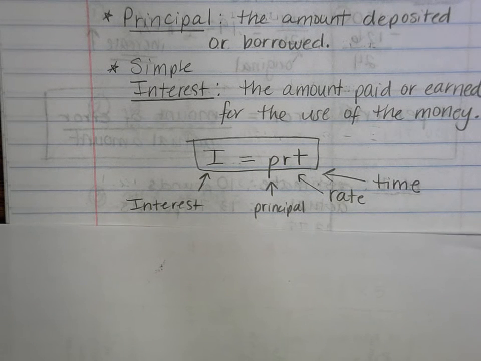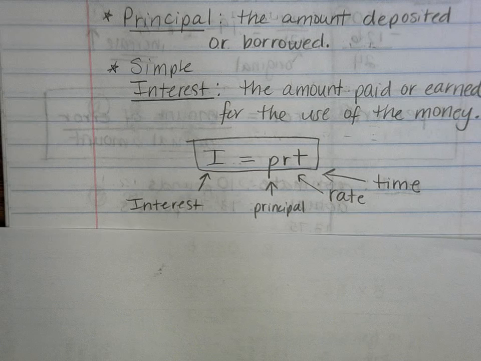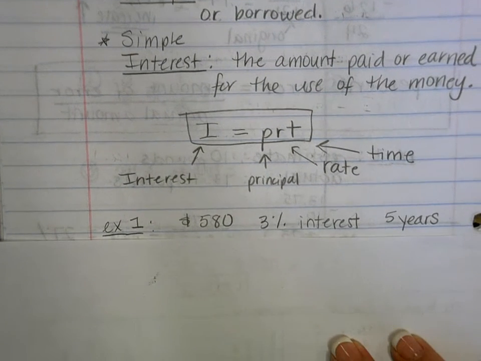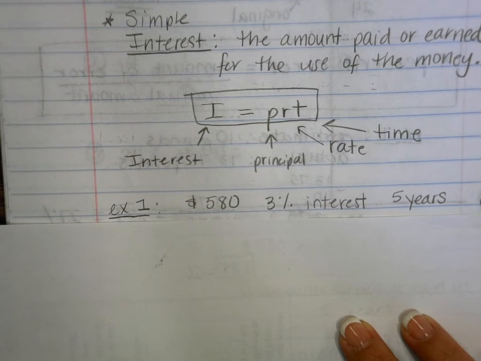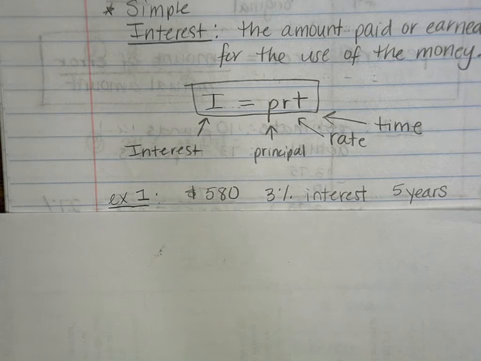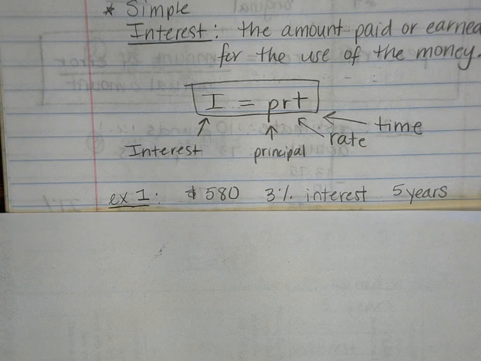Okay, let's look at an example with numbers so it actually makes a little more sense. Okay. Let's say that you put $580 in the bank and you don't add anything else to it. You just put the 580 and leave it there for 5 years, and the bank decides to give you 3% interest. This would be high, but let's just say they did. And we want to figure out, okay, well, how much are they going to give you? How much will you earn? So we're solving for I.